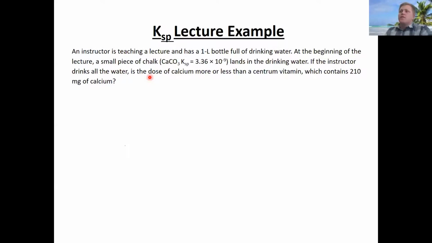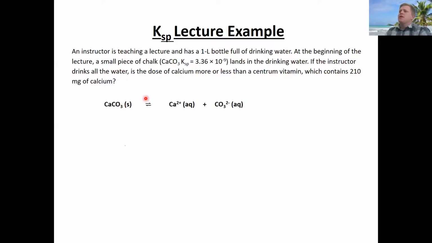All right, so the first thing we need to do in this problem is write out the chemical equation of the reaction that's happening. So we have calcium carbonate, and that is dissolving into the calcium 2+ ion and the CO3 2- ion. These species, of course, are both aqueous, and the calcium carbonate is solid.